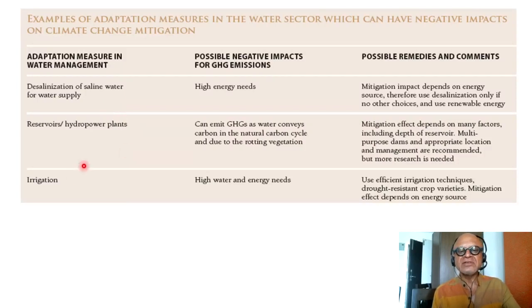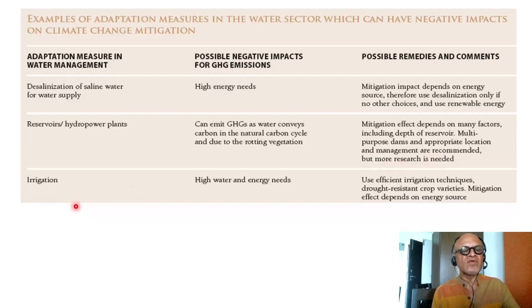Reservoirs, hydropower plants can emit greenhouse gases as water conveys carbon in the natural carbon cycle and due to rotting vegetation. Mitigation effect depends on many factors, including depth of reservoir. Multi-purpose dams and appropriate location and management are recommended, but more research is needed again.